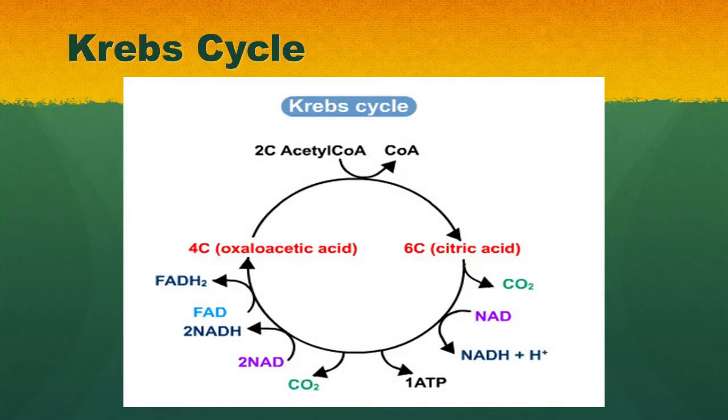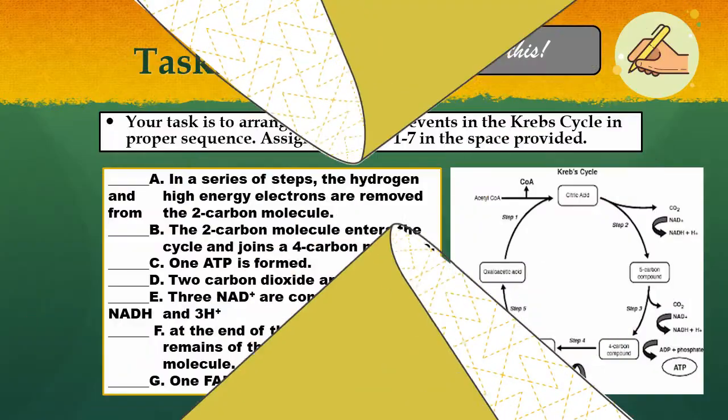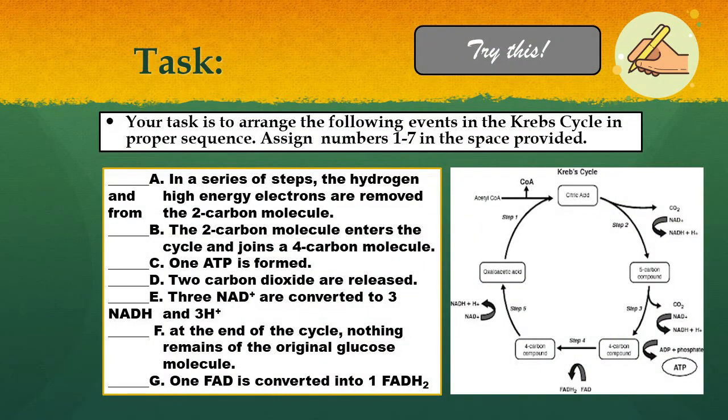The next process that we are going to discuss is the Krebs cycle. But before we proceed with the discussion about the Krebs cycle, I want you to try this activity. Your task is to arrange the following events in the Krebs cycle in proper sequence. Assign numbers 1 to 7 in the space provided or write it in your activity notebook. Just keep your answers because it will be checked by your science teacher.